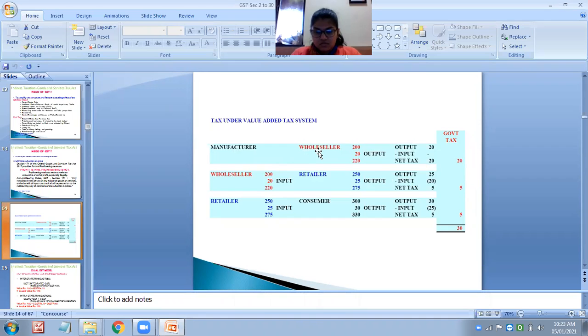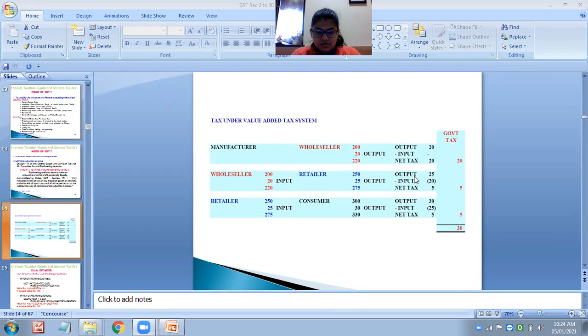When it comes to the GST regime, suppose a manufacturer has sold goods to the wholesaler for rupees 200, and let's say for example the tax rate is 10%. So the total output tax is how much? 20. So the cost of the product is 220 rupees. When they are paying this tax, the wholesaler will always have the right to avail the benefit of the tax which has been paid by the manufacturer.